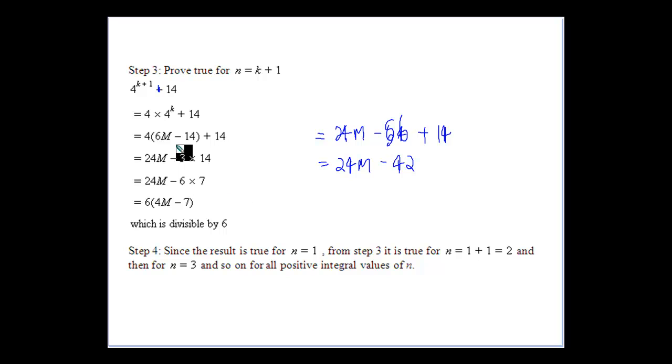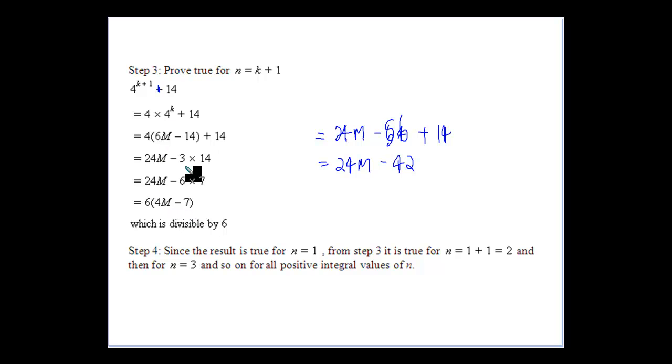They're not pretty numbers. So we start with step 3 for k plus 1: 4 to the power of k plus 1, plus 14. Again, do a decomposition of our indices, 4 lots of 4 to the power of k, so we can get the 6m minus 14 in. And then we get 4 lots of 6m, that's 24m, and minus 4 times 14 plus 14 would be minus 3 lots of 14, which we can break down to 6 lots of 7. And we've got the 24m out the front, both are divisible by 6, and thus the whole thing is divisible by 6.